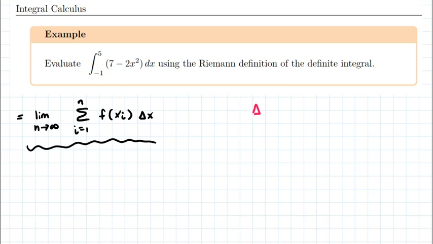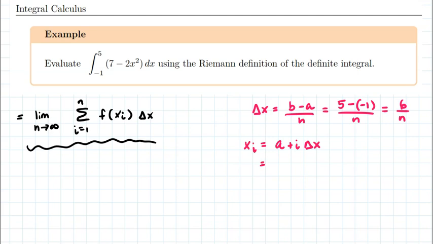Now what we want to do is calculate delta x, which is (b minus a) over n. Our b value in this scenario is 5, and our a value is -1. And so we find that our delta x is 6 over n. Now we want to find x sub i. The formula for that is a plus i delta x. We know our a value is -1, and we just found our delta x value to be 6 over n. And I like to write this as -1 plus 6i over n, like that. So that is our x sub i.